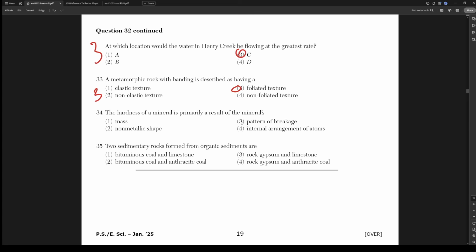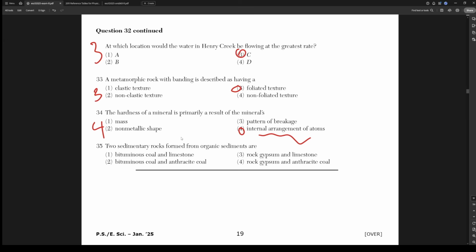The hardness of a mineral is the result of what? If you see the internal arrangement of atoms as an answer, it's going to be right. I'm going to say that with 99.9% confidence. The way that the structure of the mineral builds itself gives it pretty much all of its physical characteristics. So the shape, the hardness, the breakage pattern, anything like that.